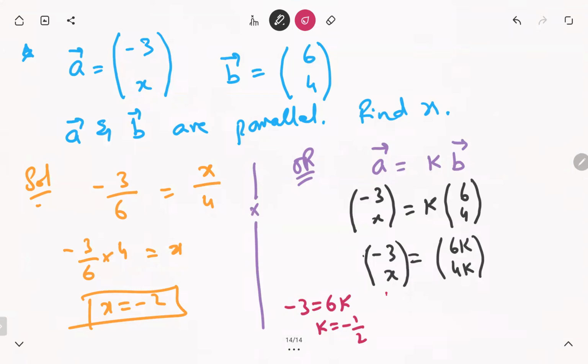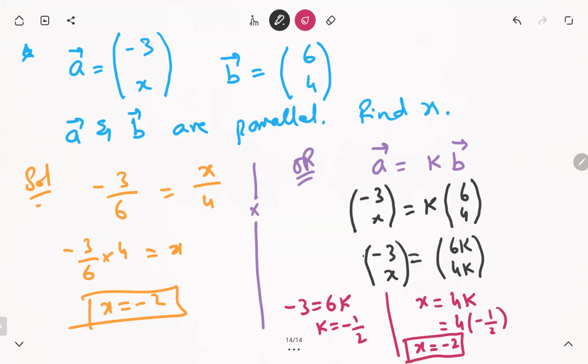So once you have k, the other is x equals 4k. Corresponding elements are equal in equal matrices. So use the value of k now, which is minus 1 by 2. तो x आपके पास फिर भी वही आ गया, minus 2. But you should know this k method.